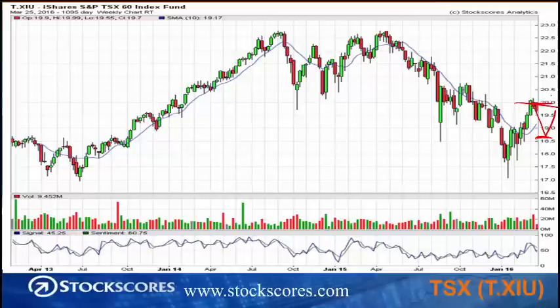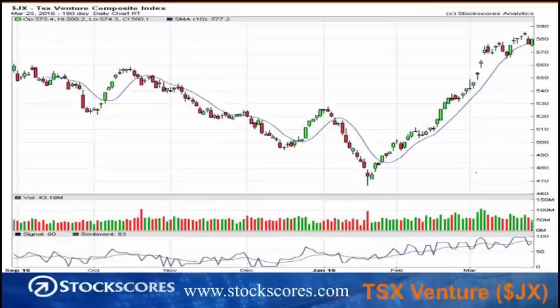Short term, I think the TSX goes down to build that rising bottom, but long term, it does seem to be trying to build that basing and building in the lows. And so I think looking out a year, we're probably higher, but looking out a couple of weeks, we're probably lower. TSX Venture didn't really see the selling pressure that the big TSX saw.